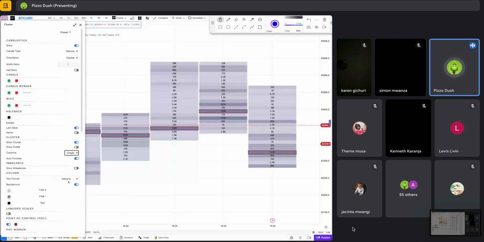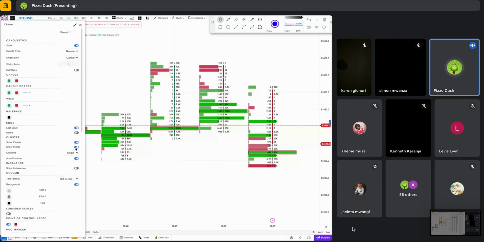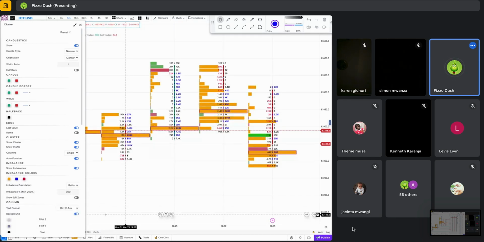Then on the text format uweke nini? Bid and ask badala ya volume. So bid and ask like that. So are we together mpaka hapo hivyo? So after hapo utaallow nini? Show profile like this. See, show profile like that. So you can see show profile. After me show profile utasema nini? Show imbalance like that. Show imbalance.